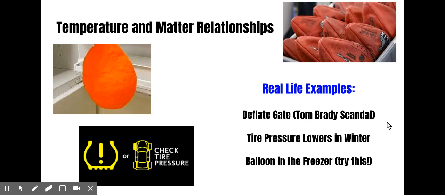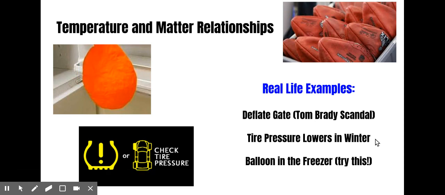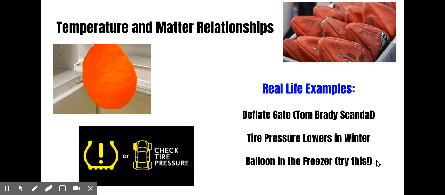Now, other things that we would see is tire pressure. Typically, your tire pressure drops in the winter, so you have to add more air in order to keep the appropriate tire pressure. And then something that you can try is a balloon in the freezer. If you stick a blown up balloon in the freezer for a couple minutes and then you pull it out, you're going to see that the balloon is all shriveled up. Again, the reason being the temperature decreases, so my volume is going to decrease, which causes the balloon to shrink.